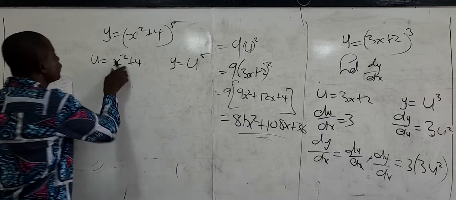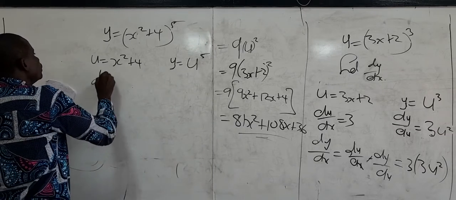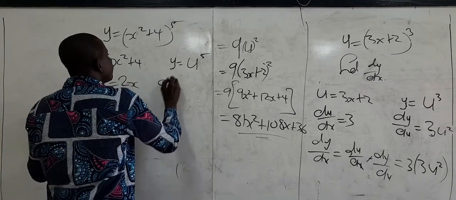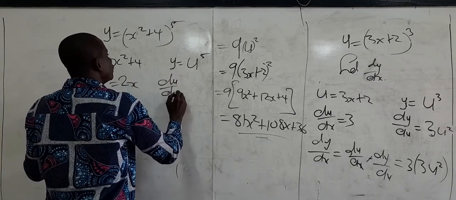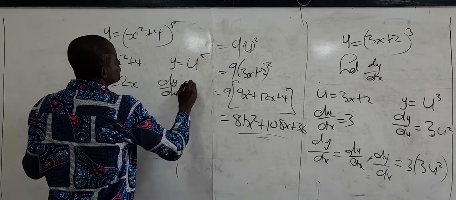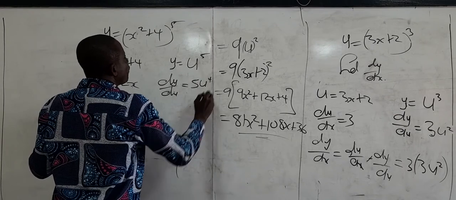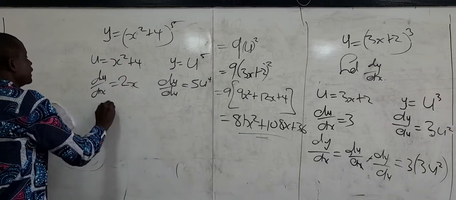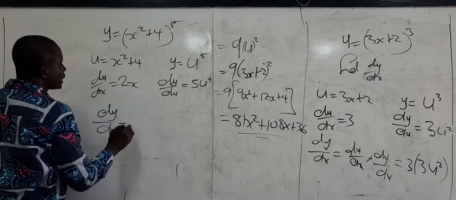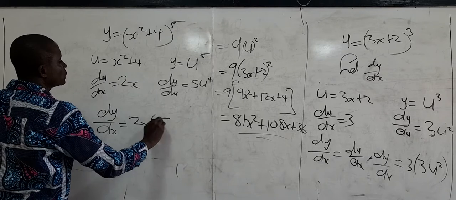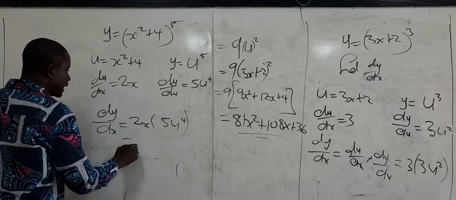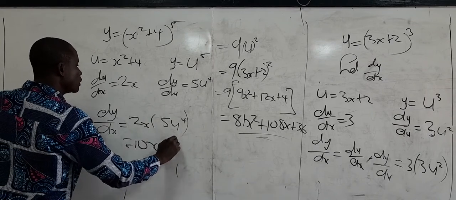Differentiate both of them. So here you differentiate the u. So du/dx is equal to what? 2x. Then dy/du becomes what? 5u to the power 4. After that, your dy/dx is equal to you multiply the two differentials, which is 2x times 5u to the power 4. You can pull the number, it becomes 10x u to the power 4.